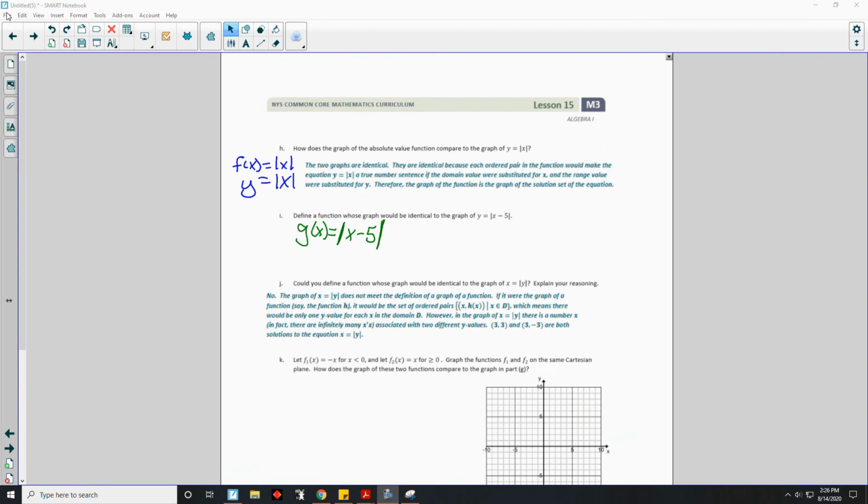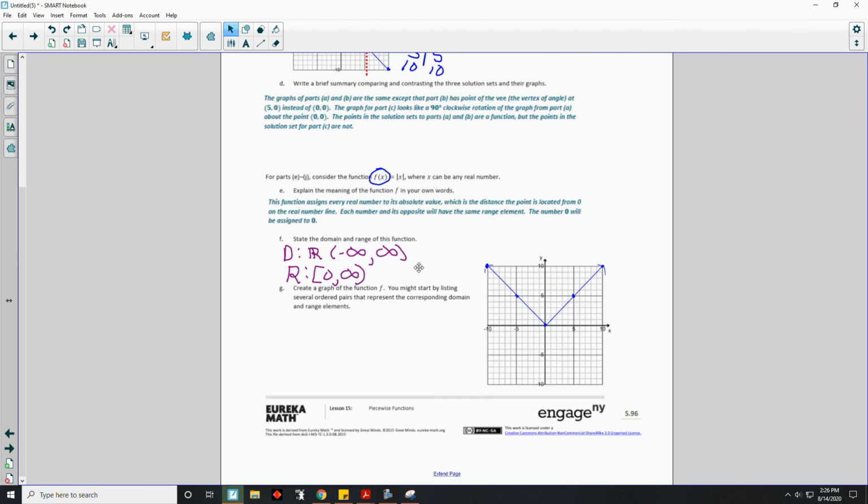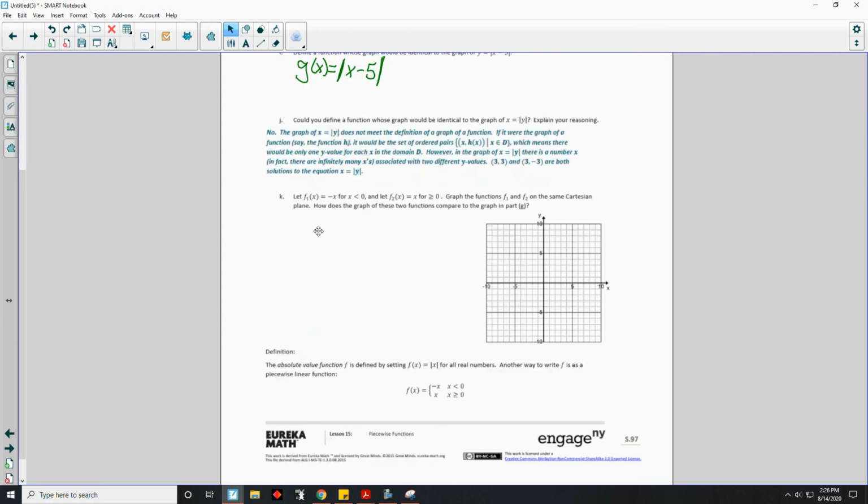So where's the graph in part G first? So the graph of G is right here. That's just the absolute value of x. So now we're saying let f sub 1 of x equal negative x for x less than 0, and let f sub 2 of x equal x for the x's that are positive or 0. Okay, this might be a little confusing to you, but let me try to explain this.